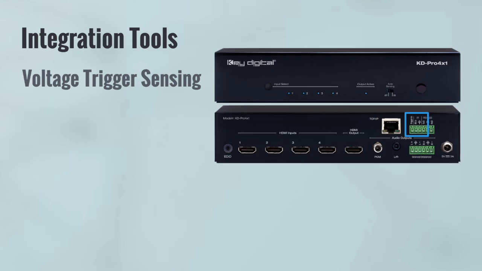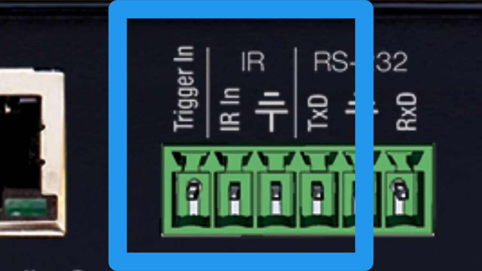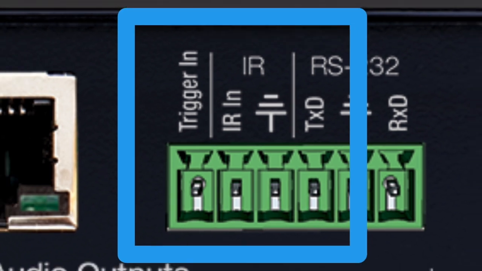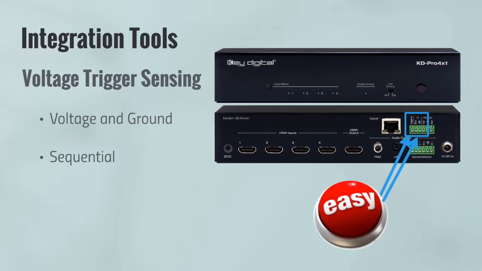Another great integration tool of the KD-Pro 2x1 and KD-Pro 4x1 is the voltage trigger sensing. This enables the integrator to wire a button, such as a doorbell, into the 6-pin Phoenix connector used for unit control on pins 1 and 3, connecting the trigger button voltage and ground. And with the triggered switching, it will sequentially advance from source 1 to 2, 2 to 3, 3 to 4, and back around to 1 again.